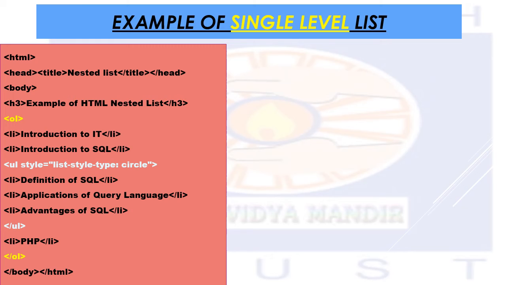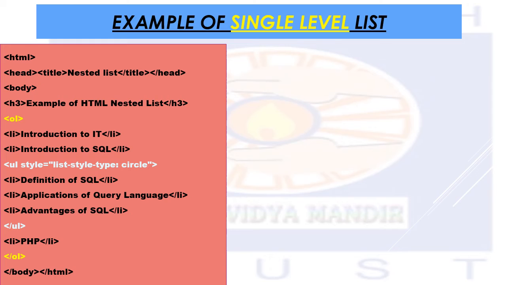And then in that I have given the listing tags again. Close the UL tag. Then again one more LI. After these two topics there is a third topic also given, that is PHP, and I am enclosing that also with the LI tag. Lastly I am closing the OL tag. So this is the best example of a single level list.